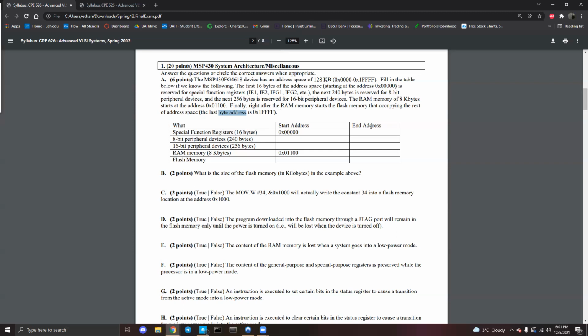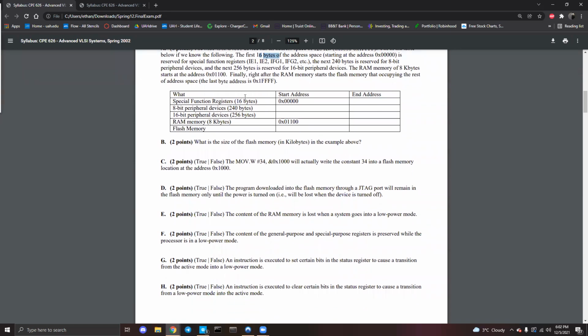In this case, let's read this phrase for phrase: fill in the table, know the following, bytes of the address space, 8-bit, and so on. It never says word anywhere. So basically, if you read through this problem and you don't see the phrase word, assume byte unless explicitly told otherwise. So to begin, special function registers tells you right here, you have 16 bytes reserved for it.